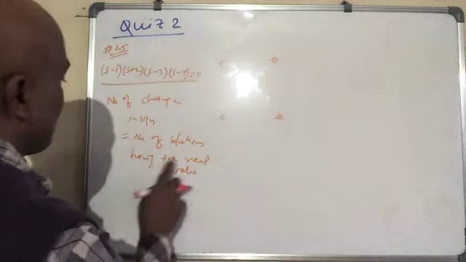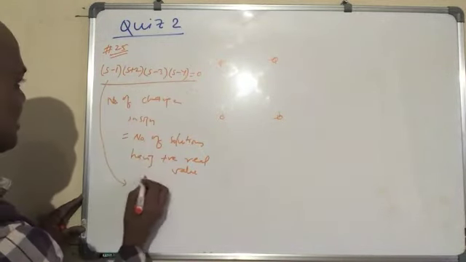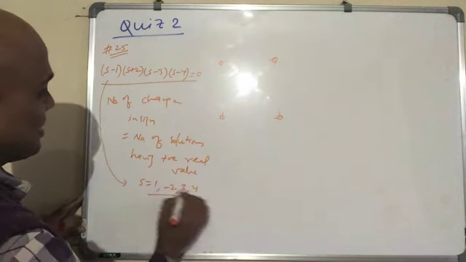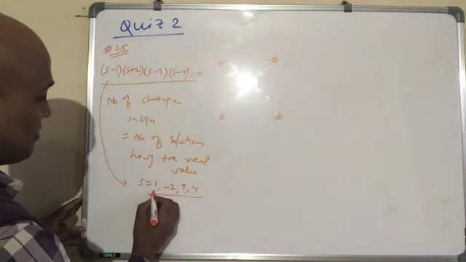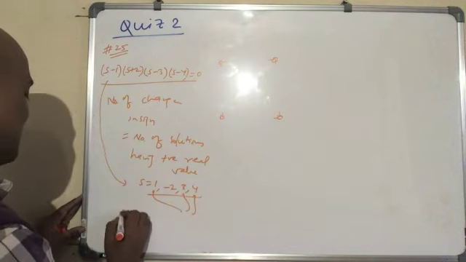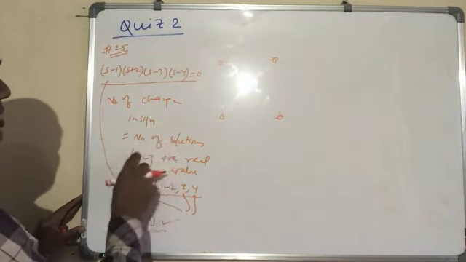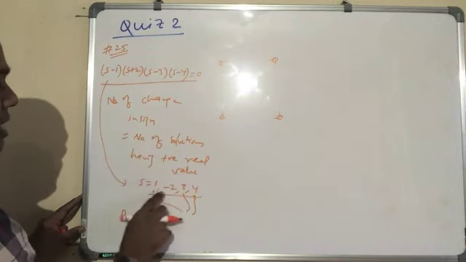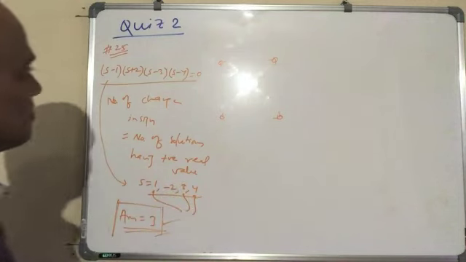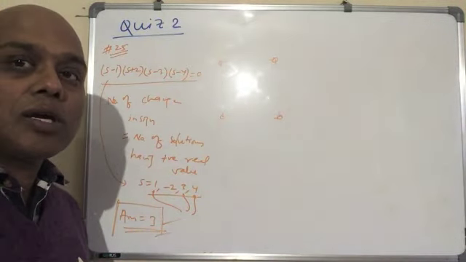Okay, so in this case, we have solutions s equal to 1, minus 2, 3, and 4. So the number of positive solutions is 3, hence the answer will be 3. Why? The number of changes in sign will be the number of solutions having positive real value, and we have 1, 2, 3, and hence the answer is 3. So that is all. We have seen the solutions of all the questions of quiz 2.